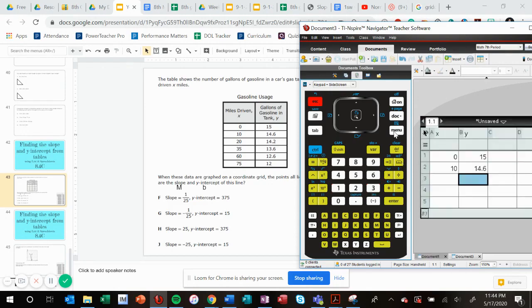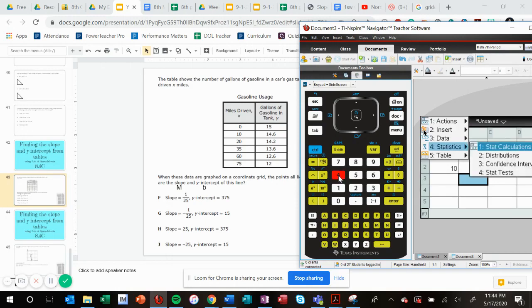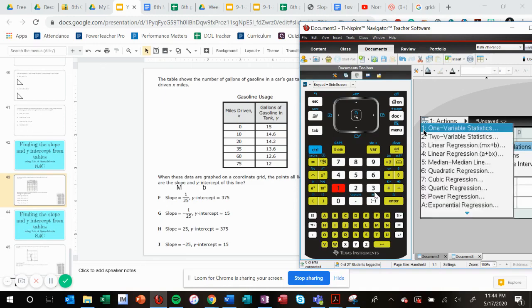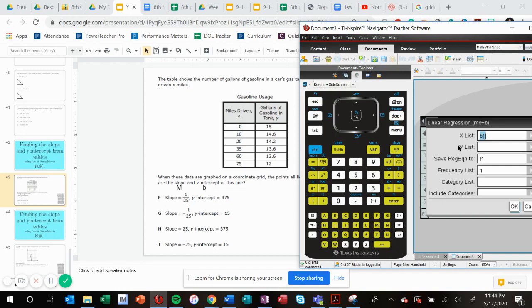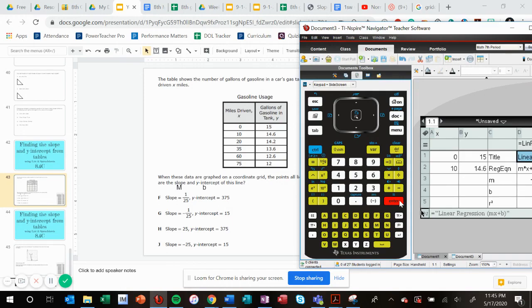Again, menu, statistics, stat calculations, which is 1, and then linear regression, which is 3. And you can always tell because you'll see the M and the B that we just spoke about over here. So now that you're here, where it says X list, you are going to type in X because you're going to use that first column that you just titled X. If you don't label it as X, then this part won't understand what you're talking about. Once you do that, you're going to hit enter twice, or you can scroll all the way down till you hit OK. But I just like to do enter twice.